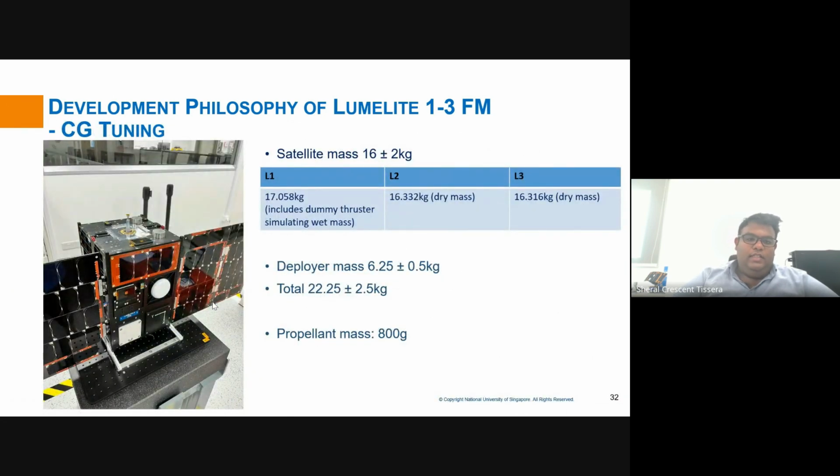Thereafter, we do our CG tuning, and this is because we have a propulsion system and we need to make sure that the center of mass of the satellite is aligned with the thrust vector direction. If you can follow my mouse pointer, this vertical direction of the nozzle shows the direction of the thrust. So we will be doing CG tuning using this instrumentation system developed by us to make sure that the center of mass is aligned with the thrust direction to avoid unnecessary disturbance torque on the ADCS.